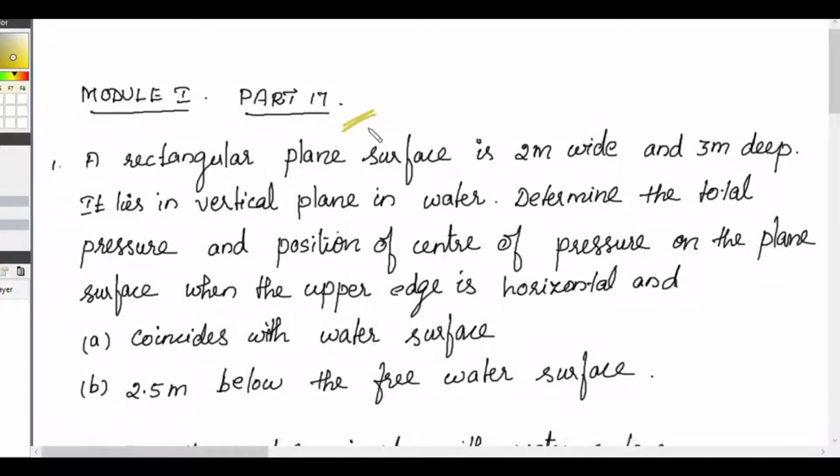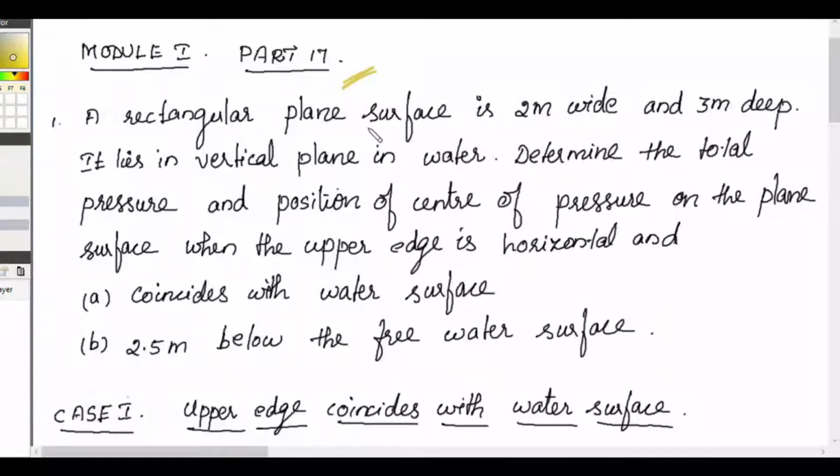So the first problem is a rectangular plane surface. The plane surface is 2 meter wide and 3 meter deep. It lies in a vertical plane of water. Okay, so it is lying in a vertical plane. There is a water body.